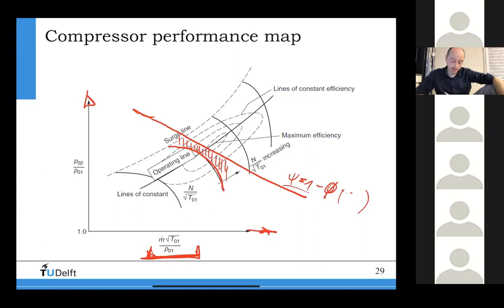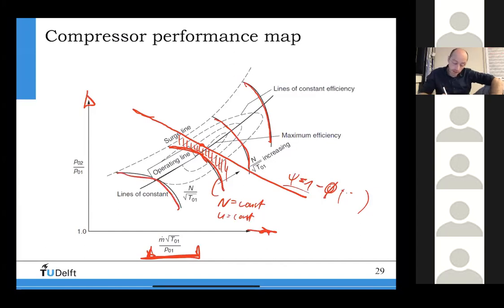You can nicely see the difference between the ideal and the real one, because along this line you have a constant speed, n is constant, or u is constant, right? And then you get this speed line. If you increase the speed further, you get this line.